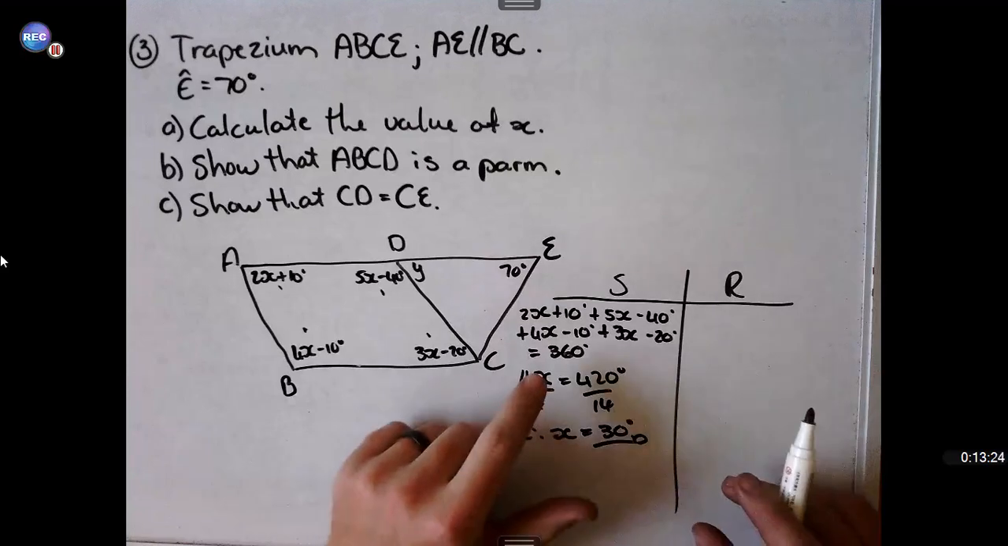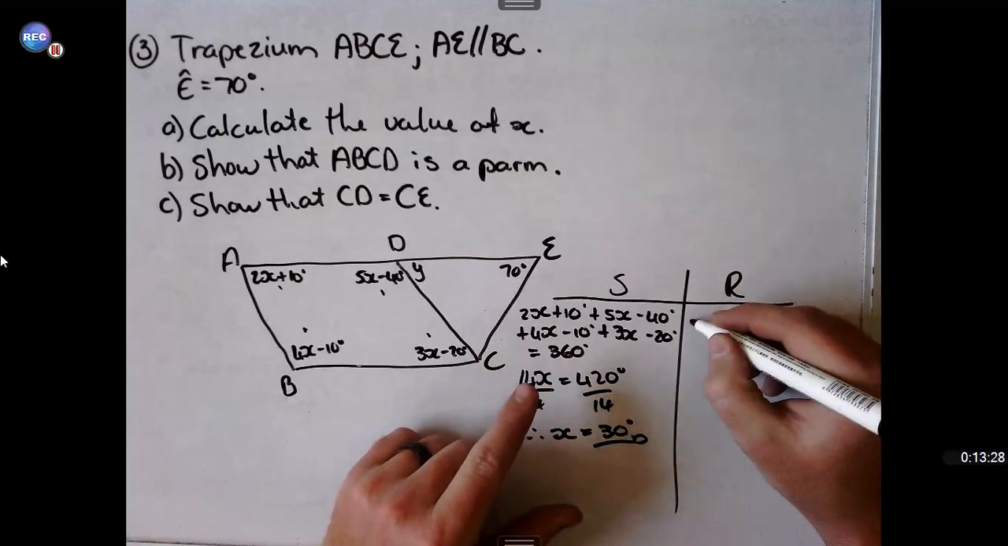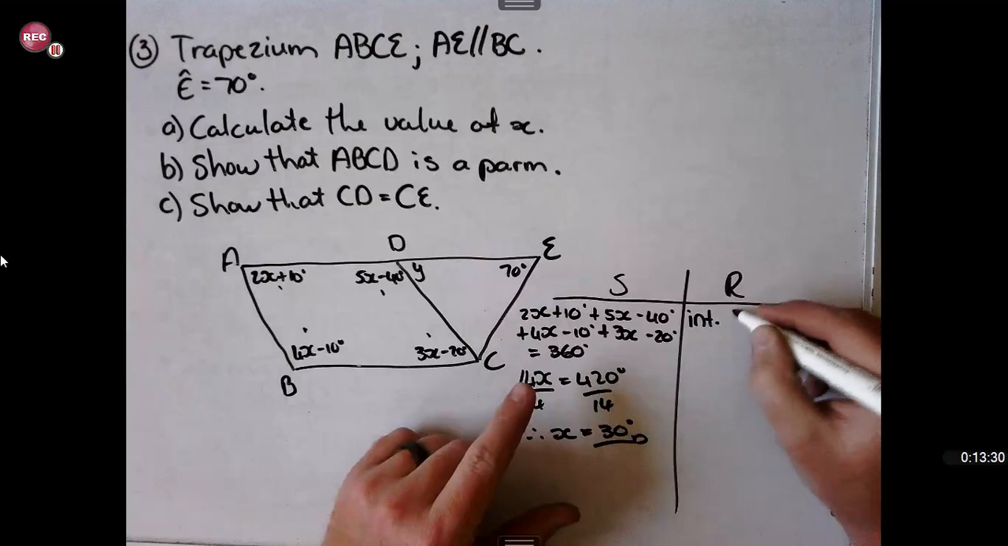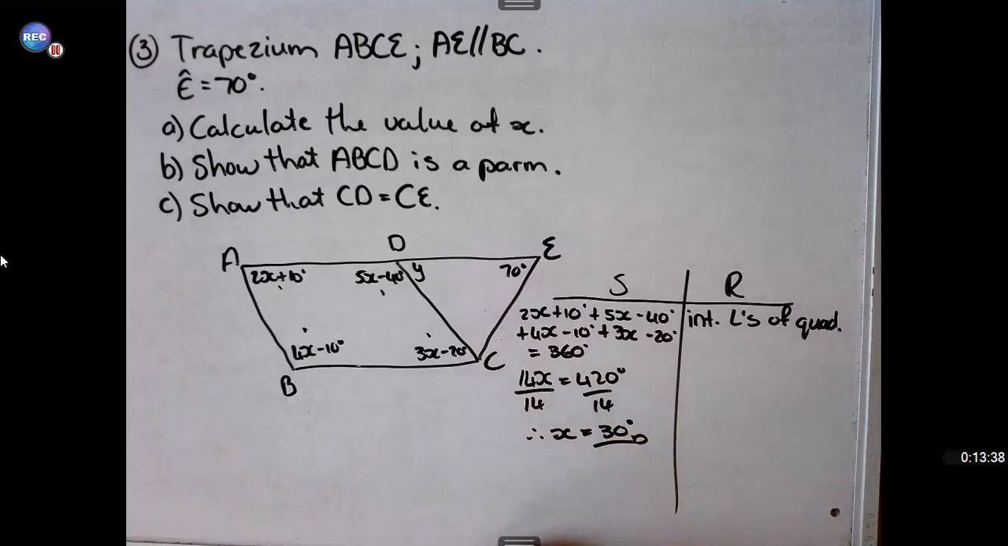Your reason for putting everything equal to 360 degrees is that you worked with the interior angles of a quad. Now, quad is short for quadrilateral. So quadrilateral, we usually just use the word quad.